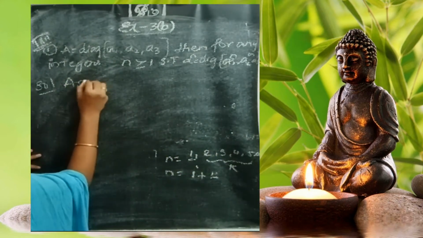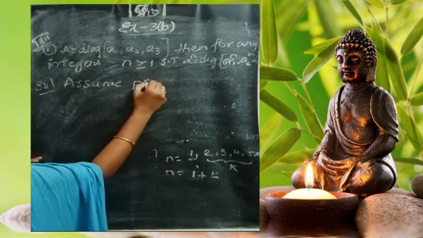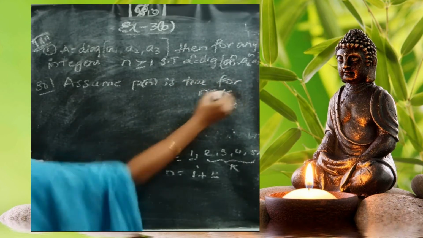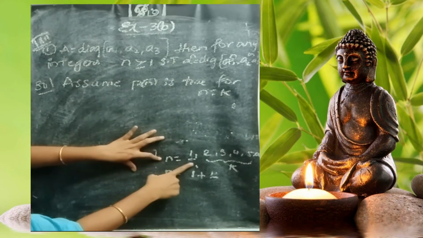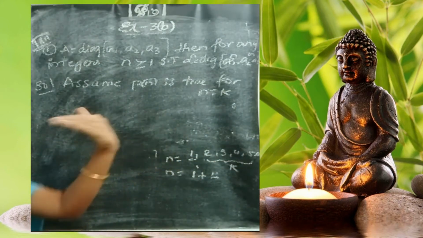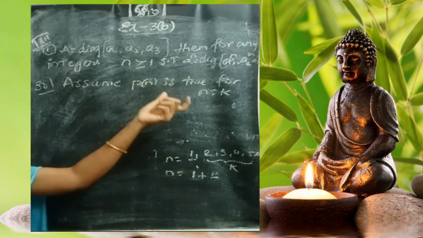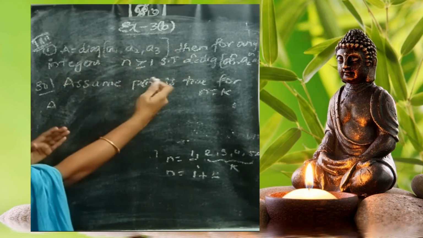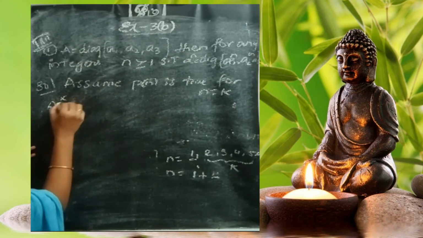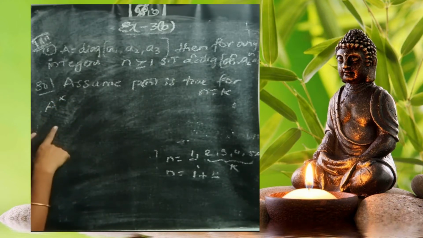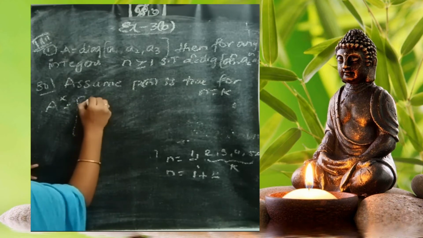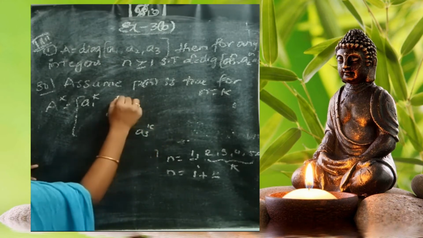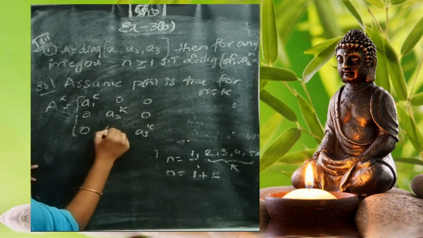So assume P of n is true for n equals to k. Understand? N is 1, and now the remaining are 2, 3, 4, 5 and so on to infinity. Let's call it k. Now we assume n equals to k and substitute it in the A power n matrix. Substitute k in the place of n, then you will get a1 power k, a2 power k, a3 power k, and the remaining all zeros.